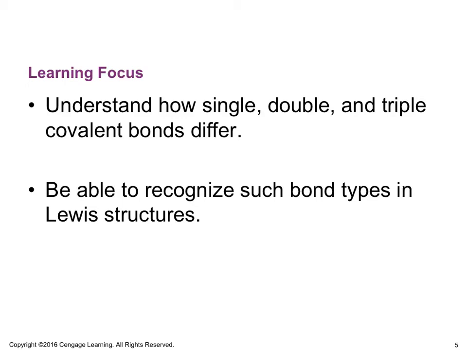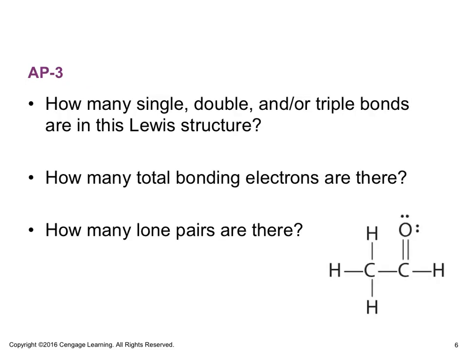In this chapter, we're going to distinguish between single, double, and triple bonds, and then also recognize these in Lewis structures. So we've already seen single bonds in the previous video. A single bond is going to be just a single line, which represents 2 electrons. We can then have a double bond, which is going to be 2 lines, which represents 4 shared electrons between 2 atoms. And then lastly, we can have a triple bond, which is 3 lines, which is going to be 6 shared electrons between 2 atoms.